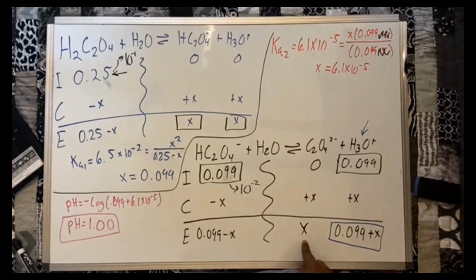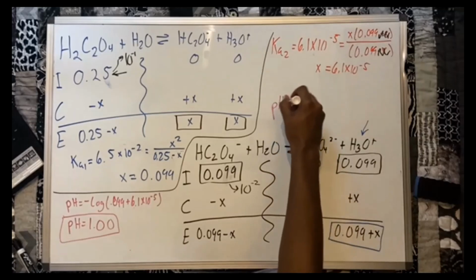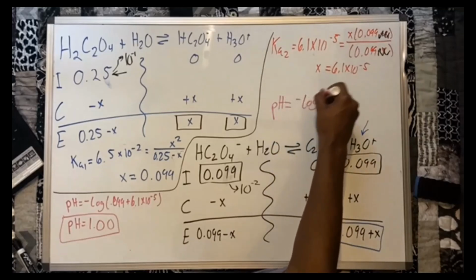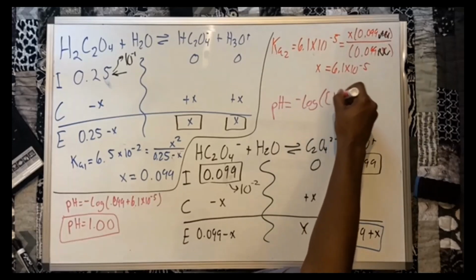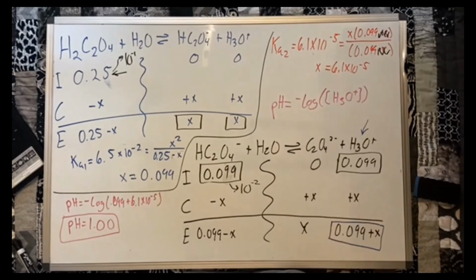Well, I can't get pH from this amount, right? I need my pH equation. Is pH equals negative log of the concentration of H3O plus? Right. Got it. So that's this part right here. Yes. Okay. Got it.